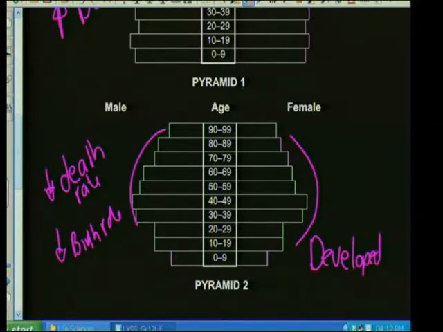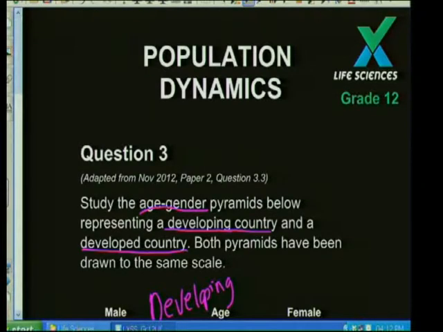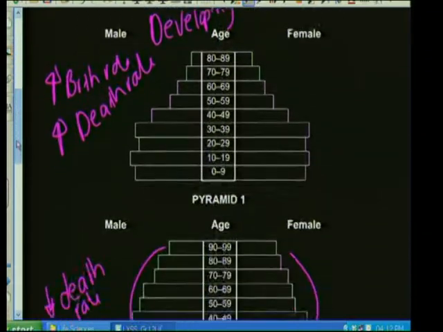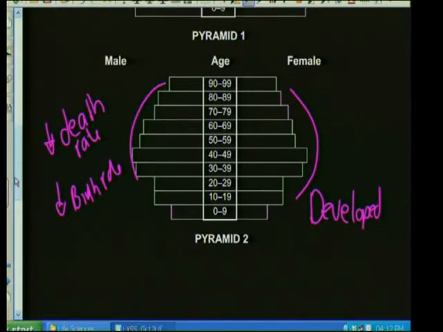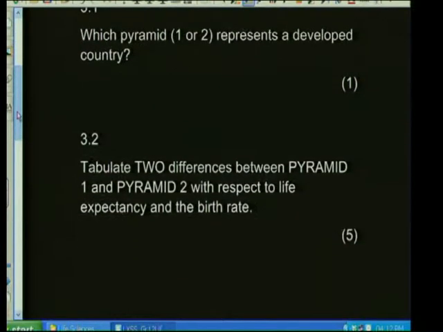Okay, now let's see what kind of questions they ask us. Question number 1. It asks you, which pyramid, 1 or 2, represents a developed country? Before we even looked at the questions, we could see that it was pyramid number 2. So all you have to do is put 2 for your 1 mark.